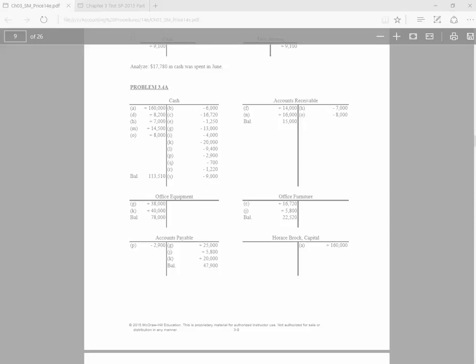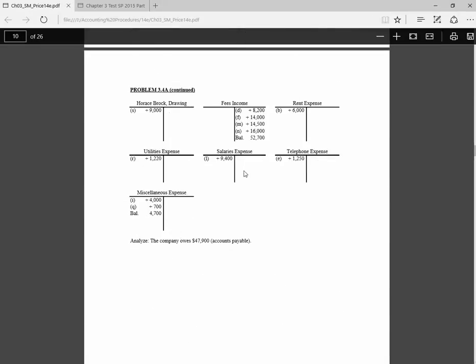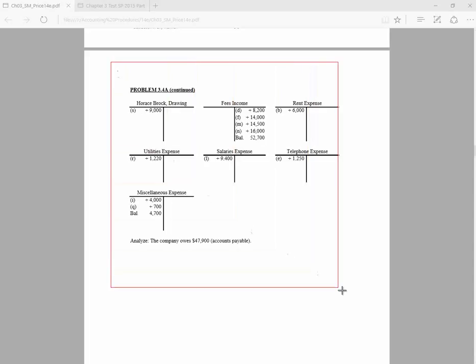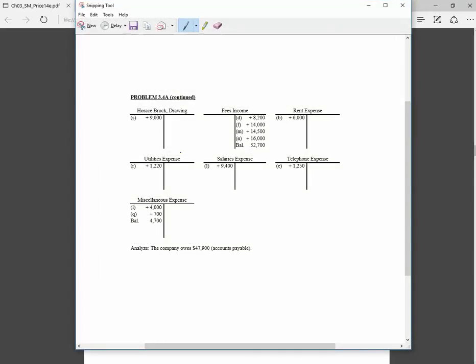Let's see. Then finishing, I'm trying to use the snip tool and the reader at the same time here. I'm struggling. Okay, so with the rest of problem 4.3's T accounts, drawing is an owner's equity account. Fees income is a revenue account. Sorry. And rent expense, of course, is an expense account. And the rest of these are expense accounts. You can label them appropriately.